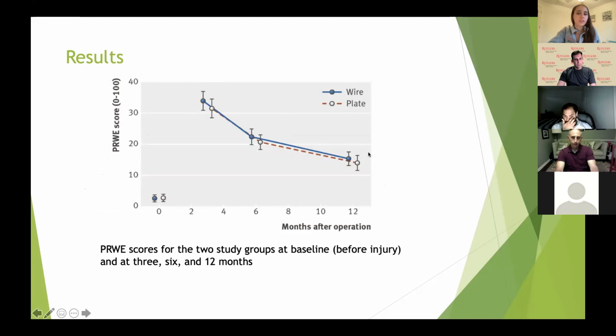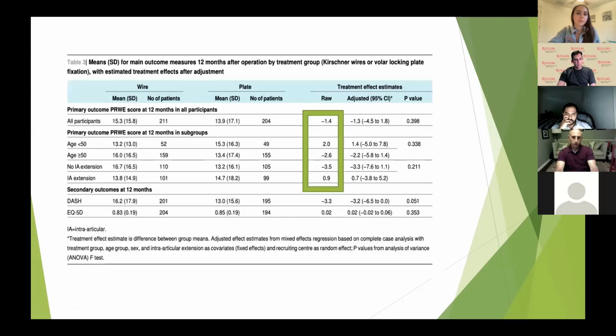But as you can see here, there's not that much of a difference between K-wires and plating. And so that's what the authors found: there was no statistically significant difference in this patient-reported wrist evaluation at any time point and overall.